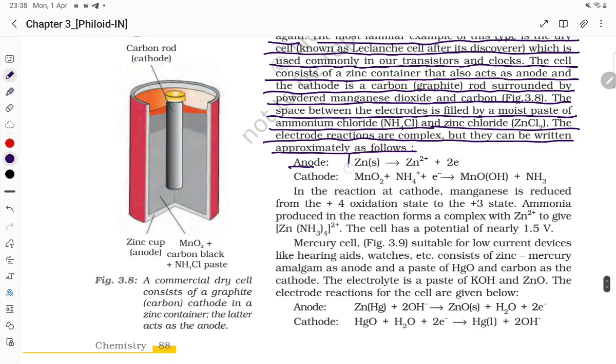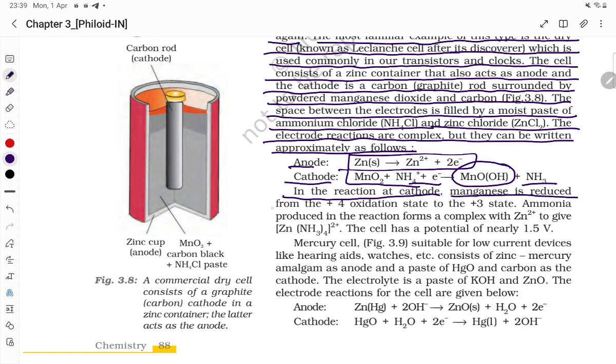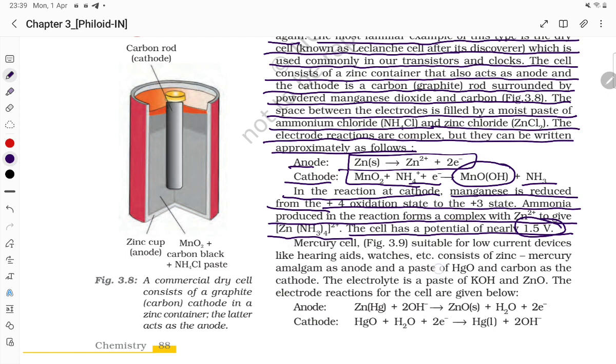At the anode, zinc is converted into Zn2+, and at the cathode, MnO2 takes NH4+ and electrons, converting into MnOOH plus NH3. In the reaction at the cathode, manganese is reduced from the +4 oxidation state to +3. Ammonia produced in the reaction forms a complex with Zn2+ to give [Zn(NH3)4]2+. The cell has a potential of nearly 1.5 volt.